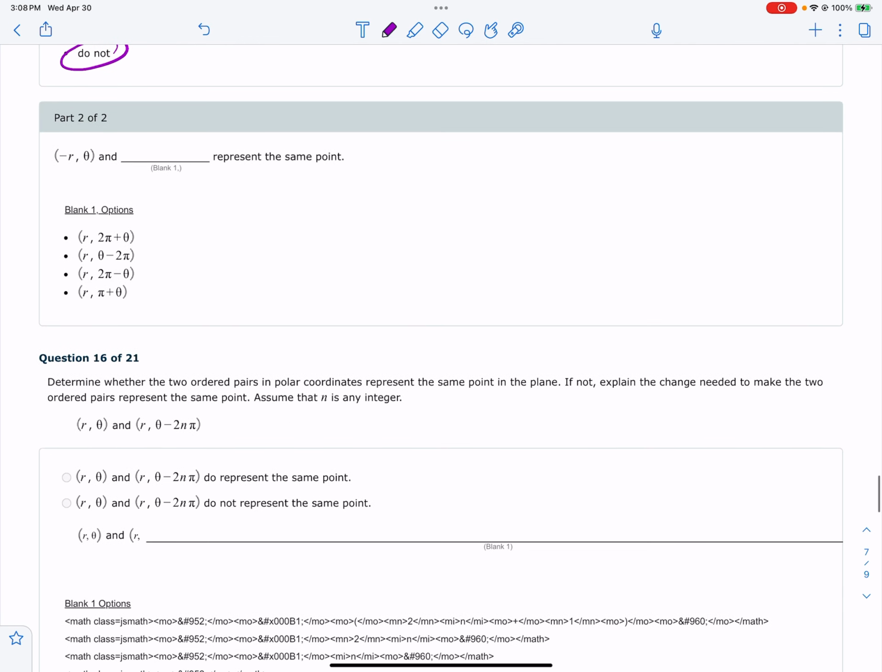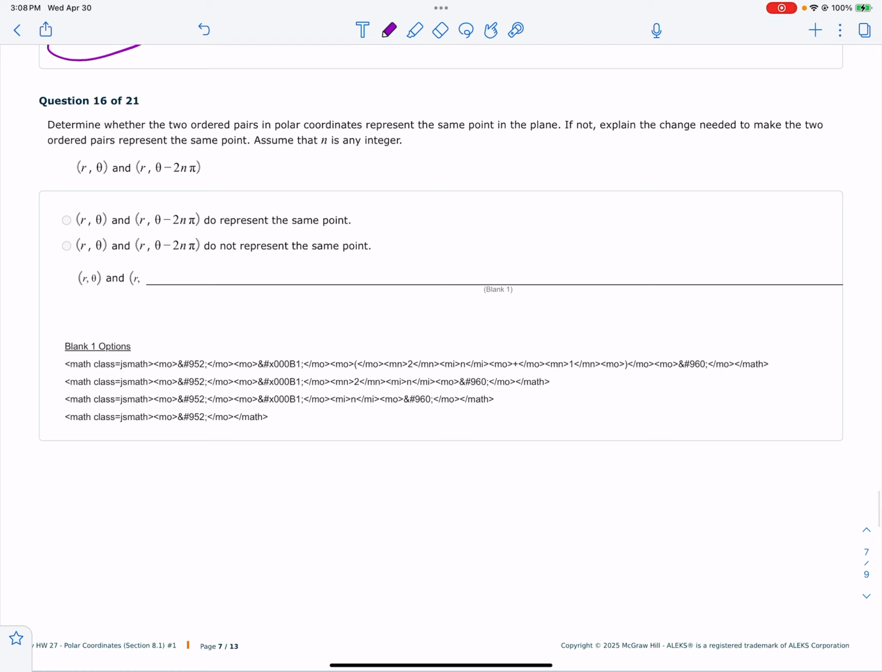Okay, so let's look at it. It's got to be the one with pi. So whether I do theta minus or theta plus pi or minus, theta plus pi or pi plus theta, still the same thing. 16, are these going to be the same?